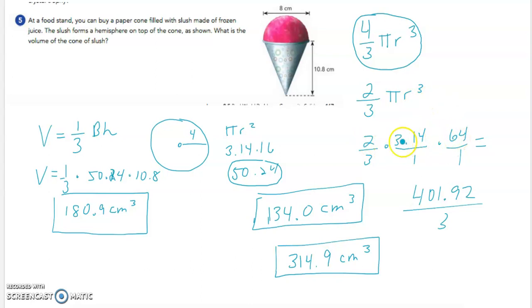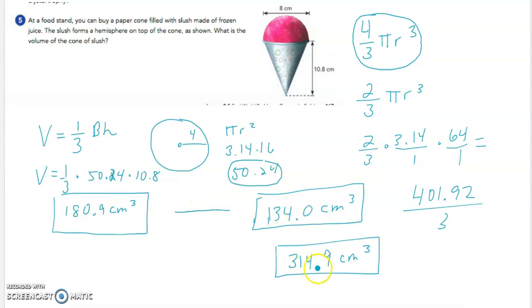When I multiply everything out, I get 401.92 over 3. I divide that, and I get 134.0. So if I round it to the nearest tenth there. So to find the total volume, obviously I just add these two numbers together.